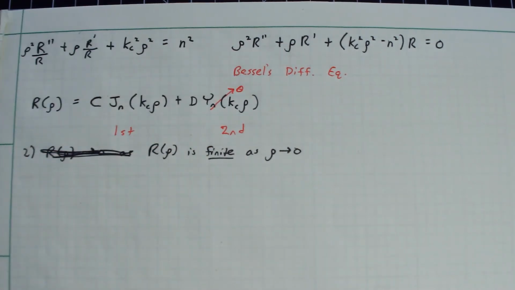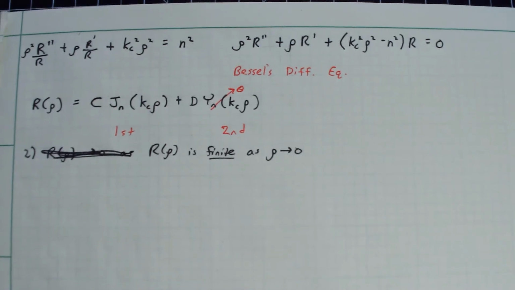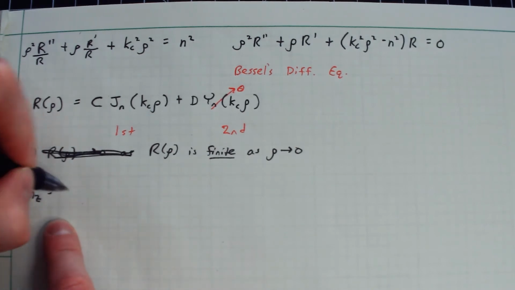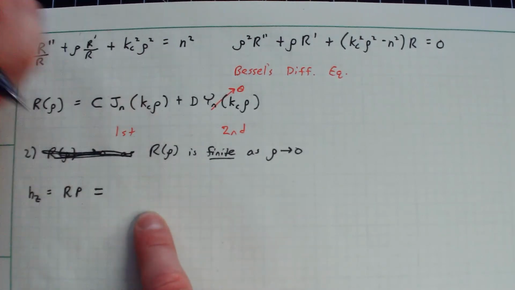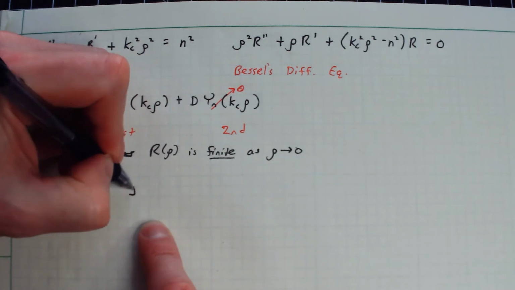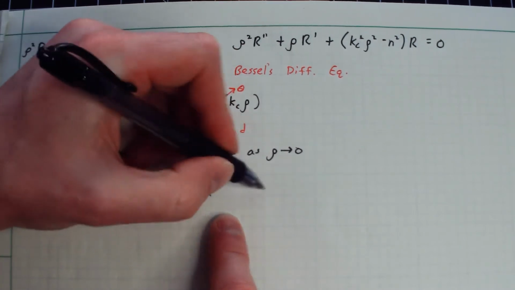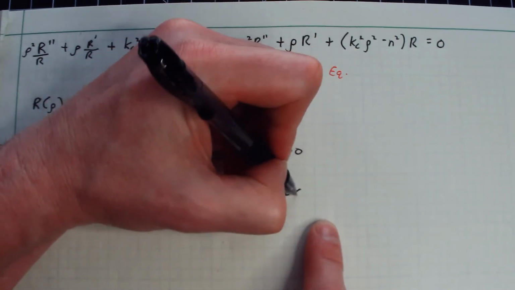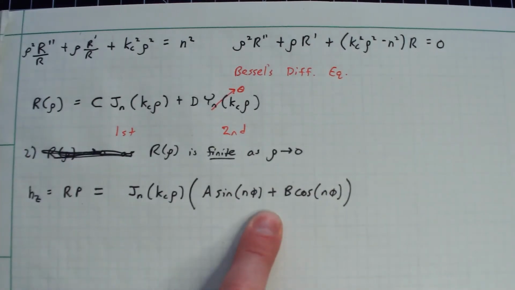Because it is infinite, it is not a good solution. It will disobey the laws of physics for our particular model, so we reject it as a possible solution. So what we are finally left with is H sub z equal to R times Phi, because we assumed separation of variables, which means I will get something like the following. I get J sub n of k sub c rho times A sine of n phi plus B cosine of n phi. So there's my R and there's my Phi.